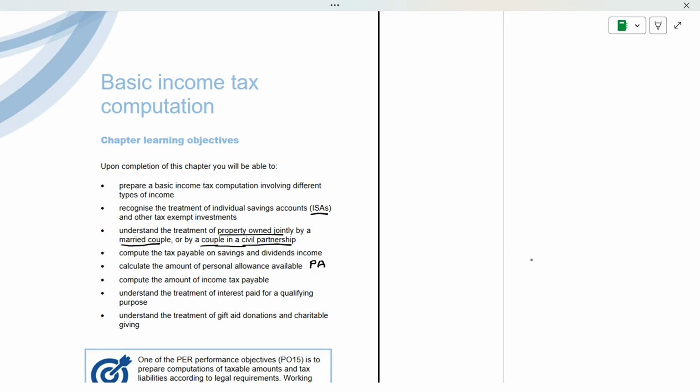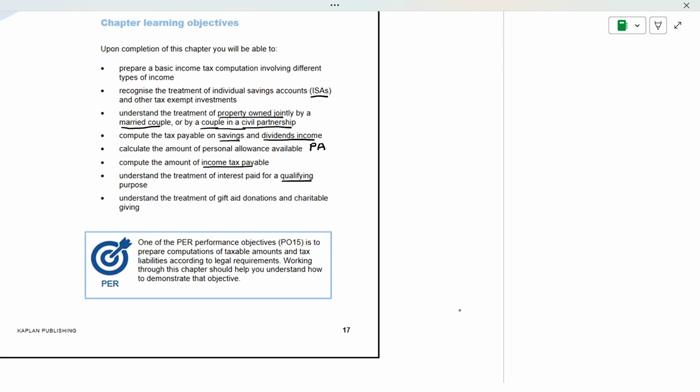Savings: there are two types of things. There is savings income, salaried income, and dividend income. Three categories are there. Ultimately we will do income tax payable and understand the treatment of interest paid for qualifying schemes. And what treatment are we going to give for gift aid donations and charitable purposes? These are the basics.